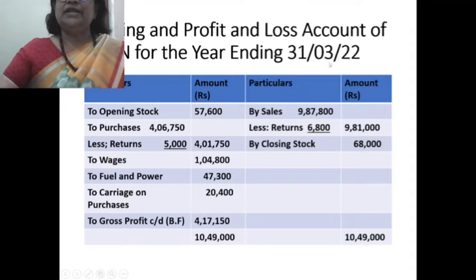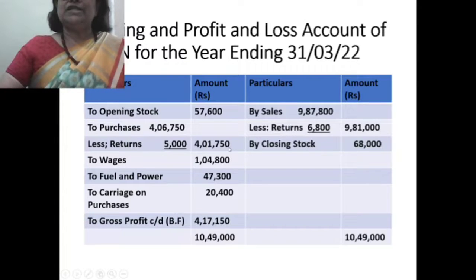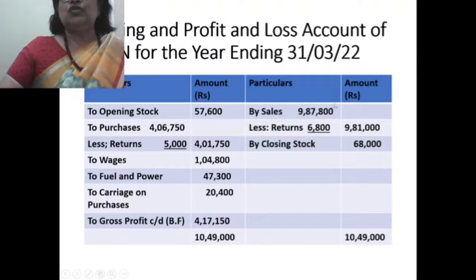Now the trading and profit and loss account of Mr. N for the year ending 31/3/22. Opening stock 57,600. To purchases 4,06,750, less returns 5,000, so outer column 4,01,750. To wages 1,04,800. To fuel and power 47,300. To carriage on purchases 20,400.